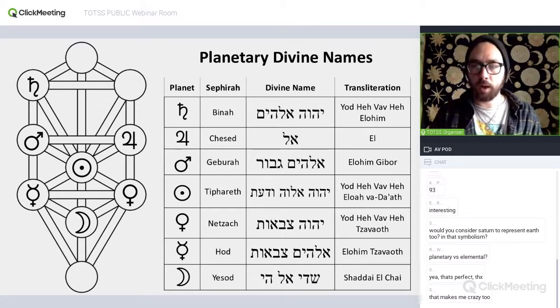Similarly, Jupiter corresponds to Hesed, so we'll use the divine name of Hesed, El, as the divine name of Jupiter. We'll use the divine name of Gevurah, Elohim Gibor, for Mars; the divine name of Tiferet, Yod He Vav He Eloah V'Da'ath, for the Sun; the divine name of Netzach, Yod He Vav He Zavaoth, for Venus; the divine name of Hod, Elohim Zavaoth, for Mercury; and Shaddai El Chai, the divine name of Yesod, we'll use for the Moon.